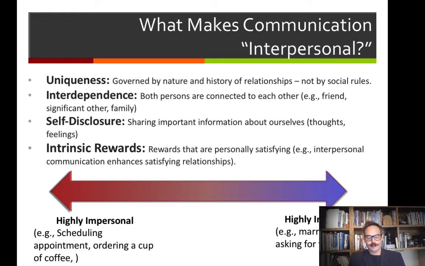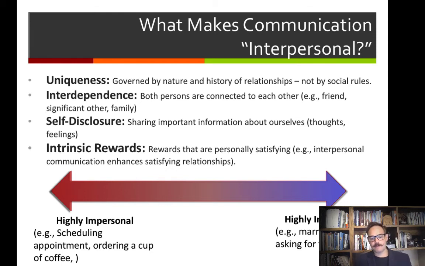So what makes communication interpersonal? So there are a few elements that distinguish between impersonal and interpersonal communication. So this has to be uniqueness. So this is governed by the nature and history of a relationship, not by social rules. So maybe you're talking to your barista at the coffee shop, right? That conversation is usually influenced by social norms, like how you conduct yourself in society. And chances are, the relationship you have with your best friend and the way you communicate with them is very unique. It's unique to you and your best friend.